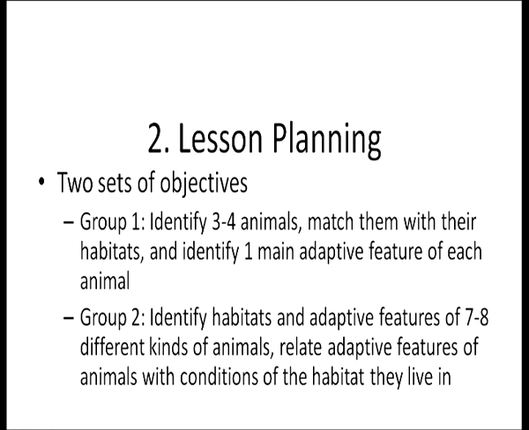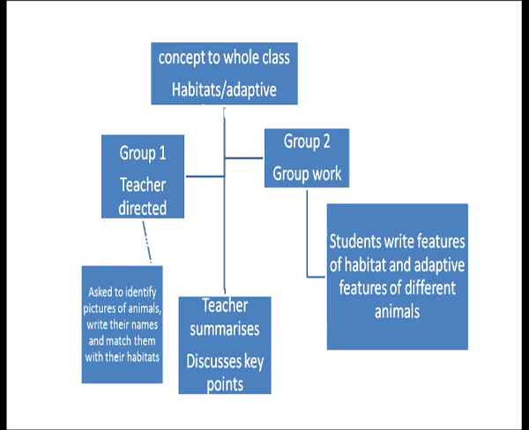While for the group 2, which is the advanced group, the teacher can plan to identify habitats and adaptive features of 7 to 8 different kinds of animals. The students will then be required to relate the adaptive features of these animals with conditions of the habitat that they live in. So you see how we can plan 2 different objectives for the same classroom depending on the group level. In the slide shown on your screen, we can see how the teacher can manage the classroom for doing this particular activity. The concept can be explained to the whole class together.